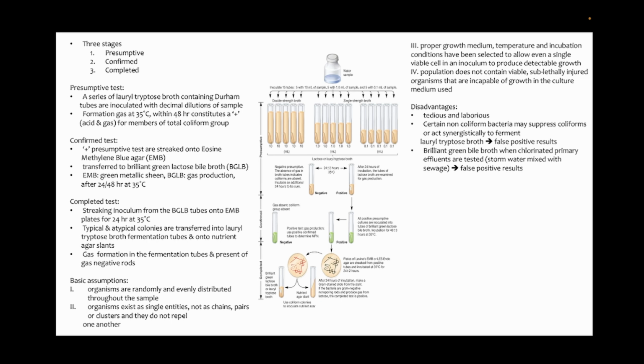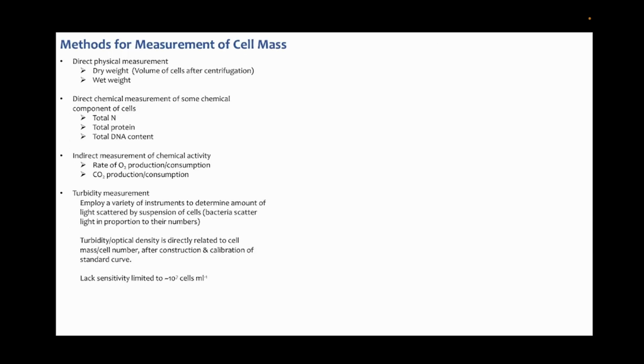But if you do not have so many incubators in the lab, then you can do the lauryl tryptose broth for the first stage, and then the brilliant green lactose broth for the second stage. Then finally, also EMB. So both these approaches still use lactose as their differentiating factor to see whether the bacteria can ferment lactose or are non-lactose fermenters.